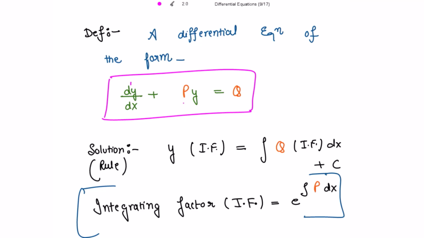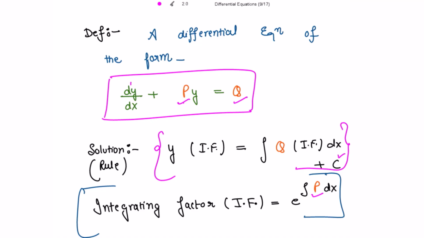Okay, what is the rule to solve this equation? Write y and multiply it with the integrating factor. If I.F. is the integrating factor, then y multiplied with the integrating factor equals the integration sign, writing q over here, and q is again multiplied with the integrating factor dx plus c. Don't forget to write this constant c. Second, what is the integrating factor? It is calculated as e to the power integration of p dx. Yes, for the integrating factor you require p.